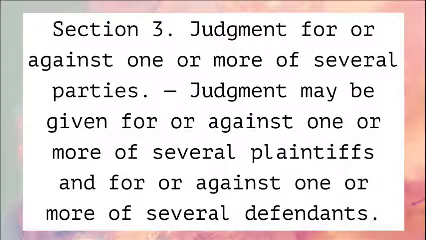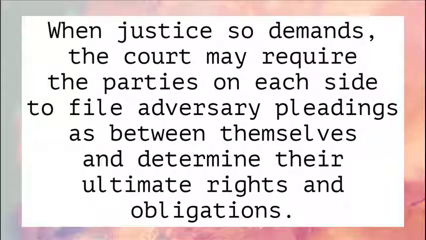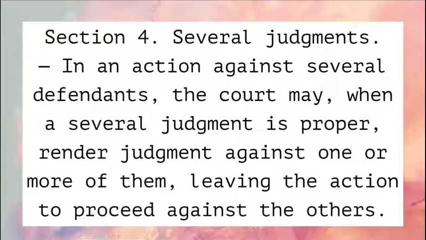Section 3. Judgment for or against one or more of several parties. Judgment may be given for or against one or more of several plaintiffs and for or against one or more of several defendants. When justice so demands, the court may require the parties on each side to file adversary pleadings as between themselves and determine their ultimate rights and obligations. Section 4. Several judgments. In an action against several defendants, the court may, when a several judgment is proper, render judgment against one or more of them, leaving the action to proceed against the others.